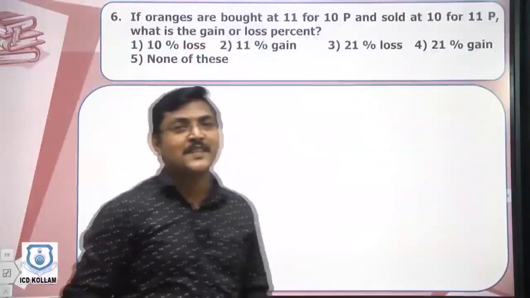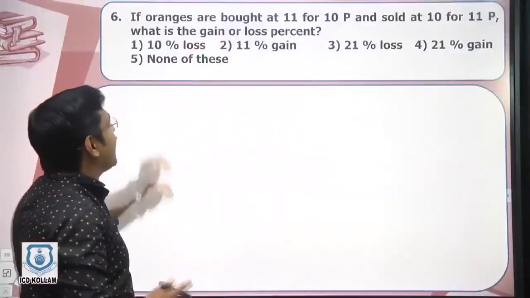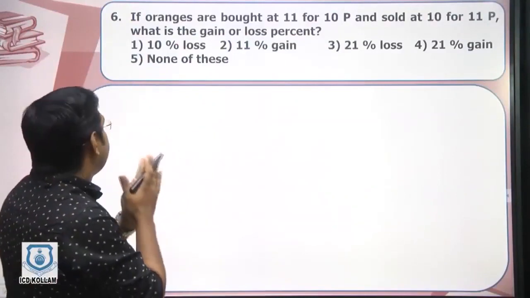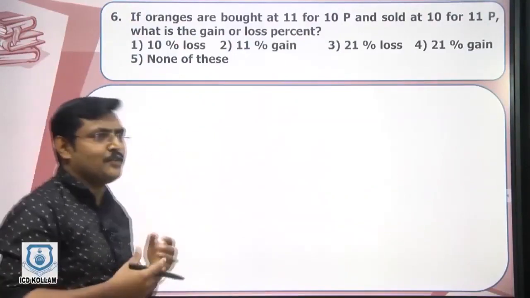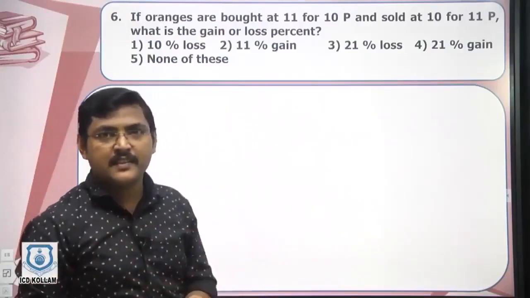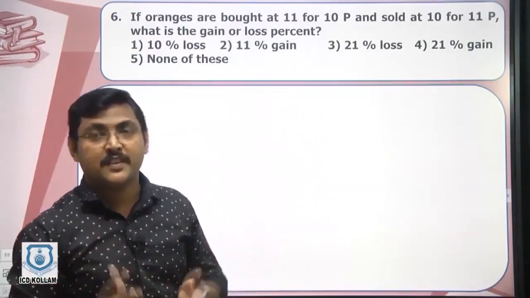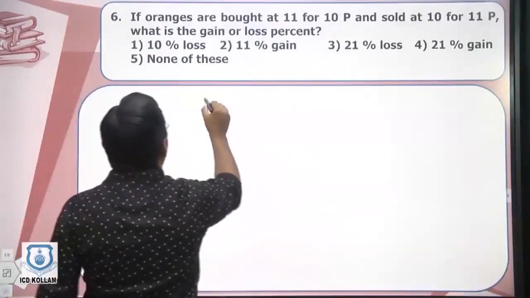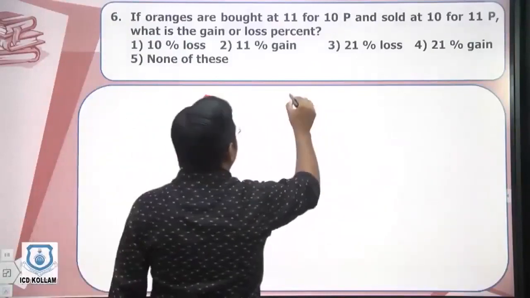A very good question, question number 6. If oranges are bought at 11 for 10 paise and sold at 10 for 11 paise, what is the gain or loss percentage? We know how to frame gain or loss percentage. If it is a gain business, we need to find the gain percentage. If it is a loss business, we need to find the loss percentage. First of all, we should check whether it is a gain or a loss. For that, first, clearly the oranges and the amount are given.